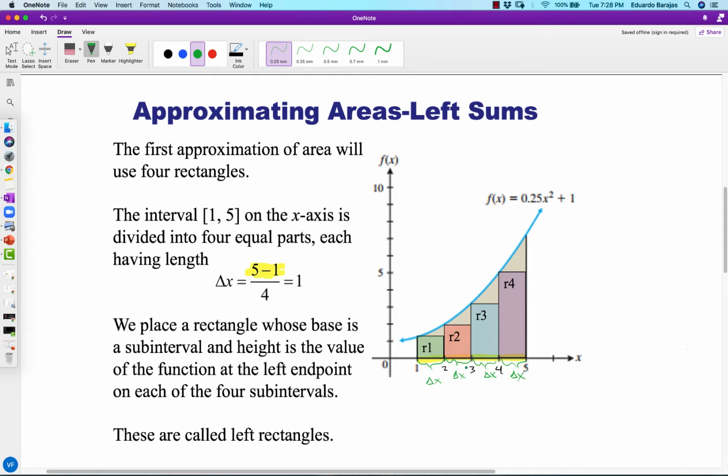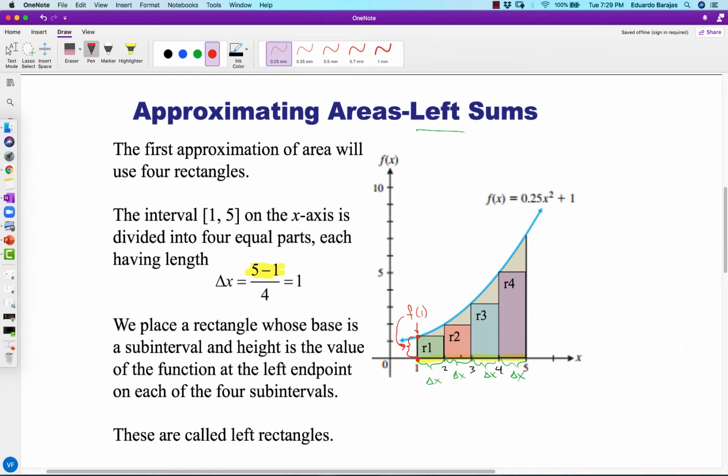Now, the height of each rectangle, how do we figure that out? This left rule, this left area rule, means that we've chosen to use the leftmost point in the base of each rectangle. So for this first rectangle, the leftmost point is the number 1. So we would come up to this point right there and use that height to establish the height of that rectangle. And this height is established by evaluating our function f at 1. To be more precise, this height right there is f of 1.